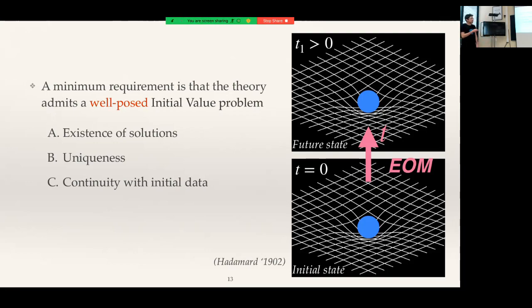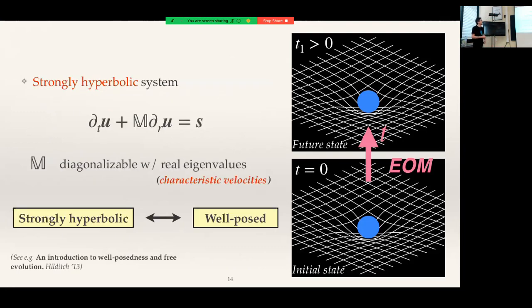In practice, this is a very mathematical definition and it's difficult to prove. So what people do in practice is they prove that the system is strongly hyperbolic, meaning, let's say, sketching it more or less, that you can write your equations of motion in this way, where you pack all your variables in this vector U.